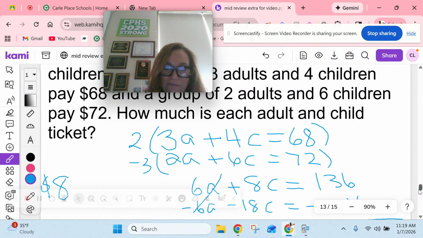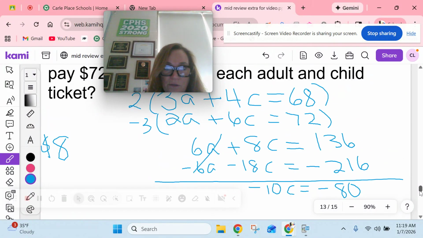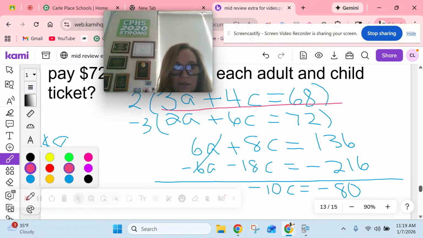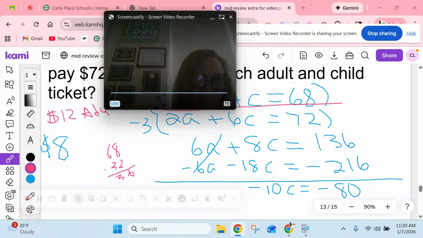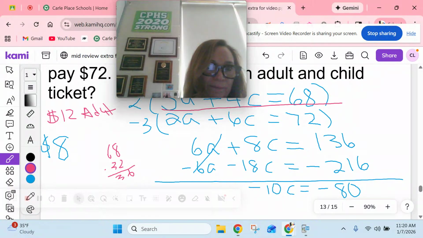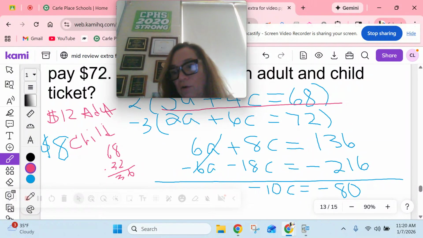Now I've got to go back and find the price for the adult. So I'm going to use this one here. If it's $8 per kid and there's 4 kids, that's $32. So 68 minus $32 is $36. Divide that by 3, you get $12 per adult. And then obviously you can check that by plugging it in. And this was child. And I hope you write neater than I am.